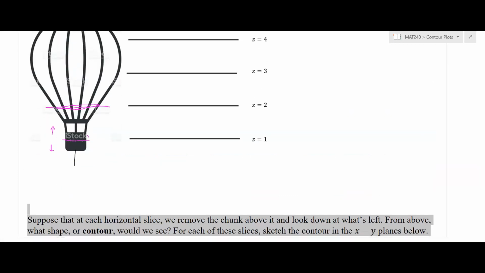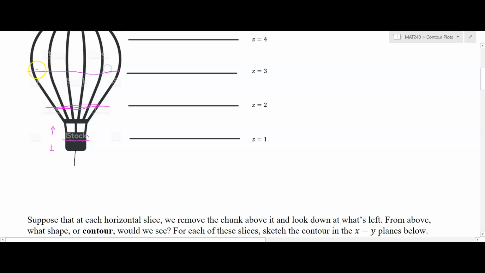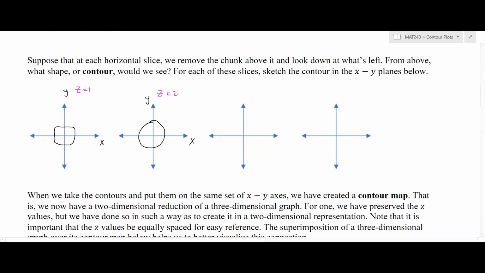Now, if we sliced at z equals 3, similar type of situation, except we would see a circle that is quite a ways wider than the smaller circle down here. And so the contour that we would see would still be circular in shape, but it would be a little bit bigger. Now, we're not trying to be super accurate here, but just to be able to see the pictures relative to one another.